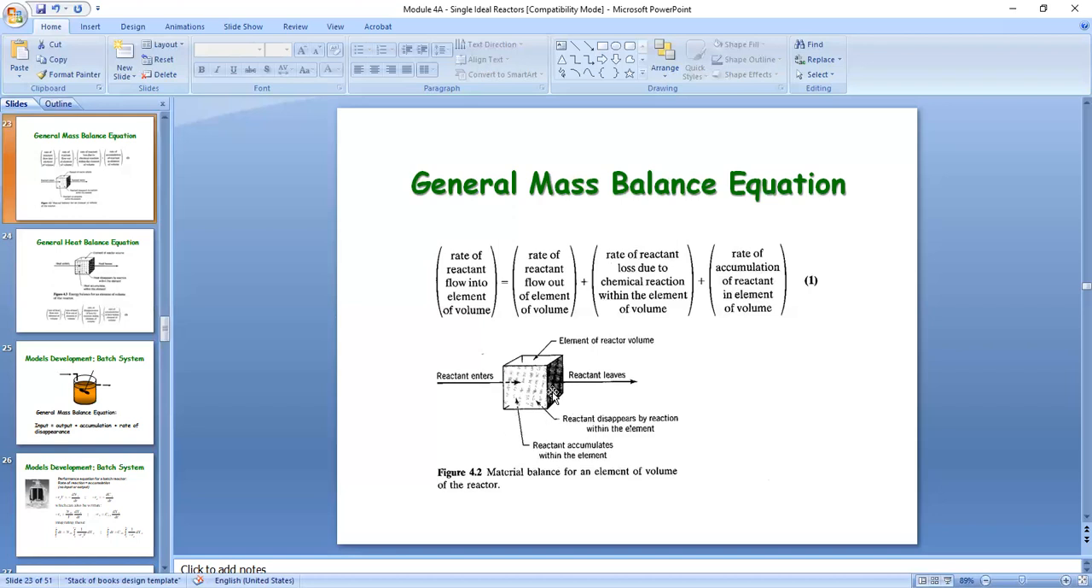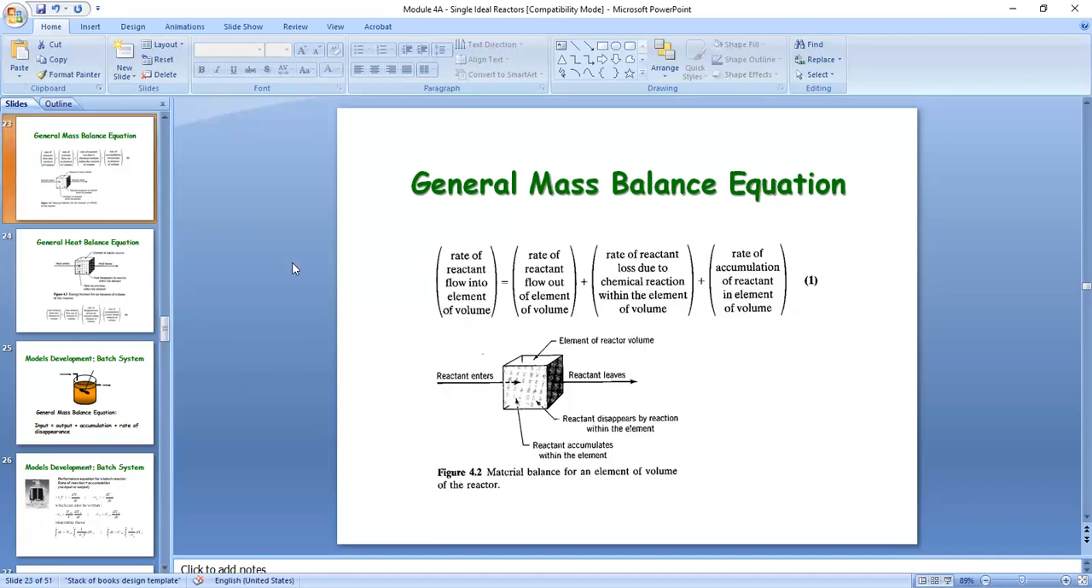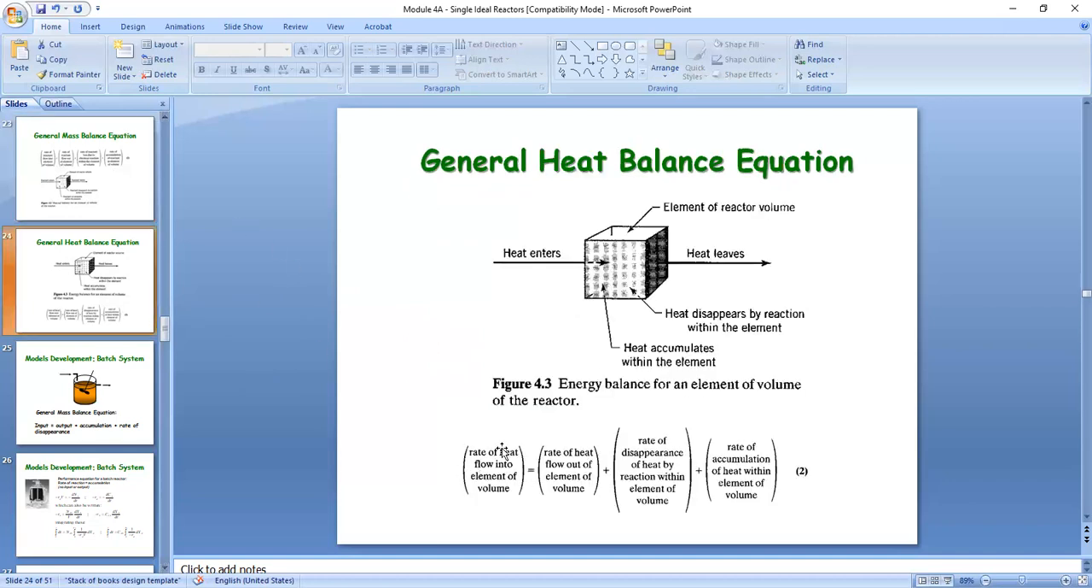Okay? Now, if we do mass balance in our reactor or in our element of volume for our system, we also do energy balance on it. So the general heat balance equation is exactly the same as the mass balance equation. In here, you have energy coming in, so heat that flows into your elemental volume or fluid is equal to the rate of heat flowing out of the element of volume plus rate of heat disappearance by reaction.